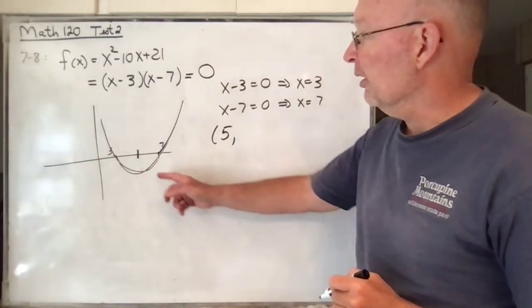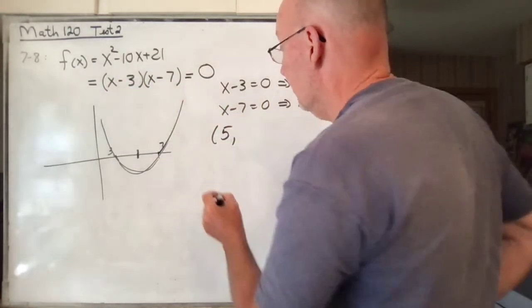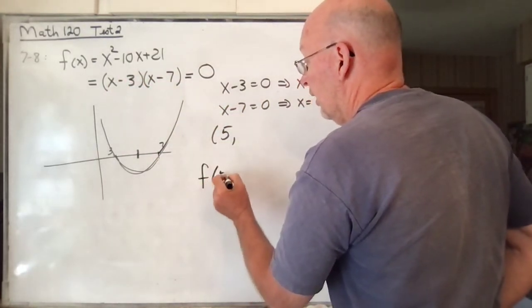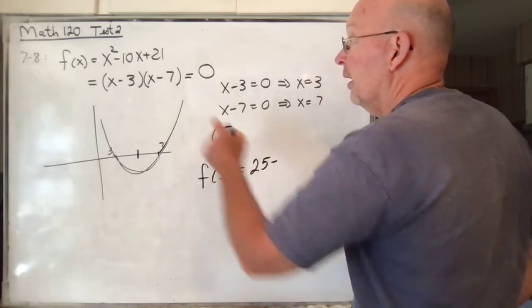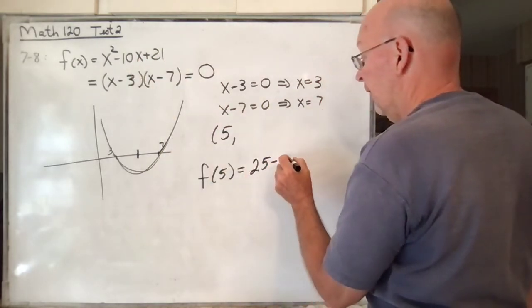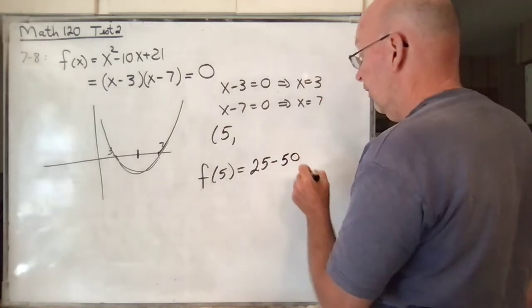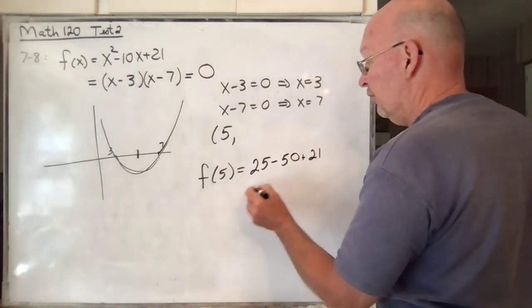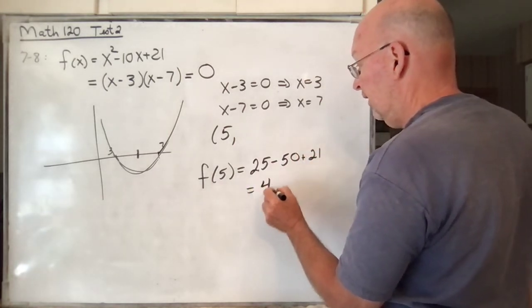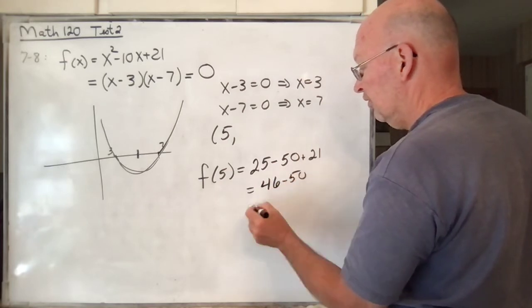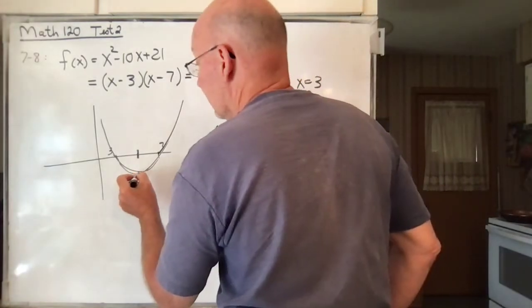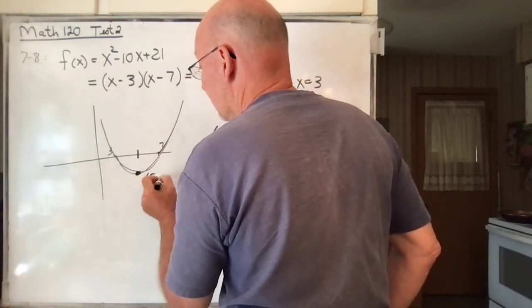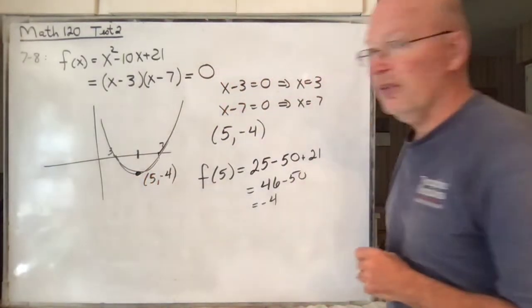What's the y-coordinate? All you have to do is stick a 5 in here. What's f of 5? F of 5 is equal to 5 squared, which is 25, minus 5 times 10, which is minus 50, and then plus 21. So that's equal to 46 minus 50, which is negative 4. So there you are right there, 5, negative 4. So there's your vertex.